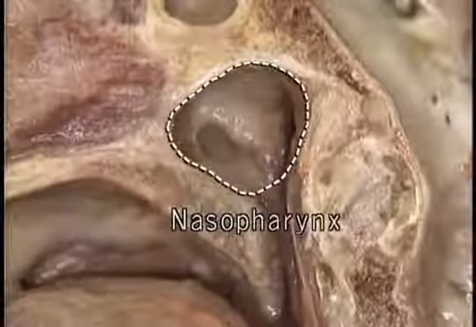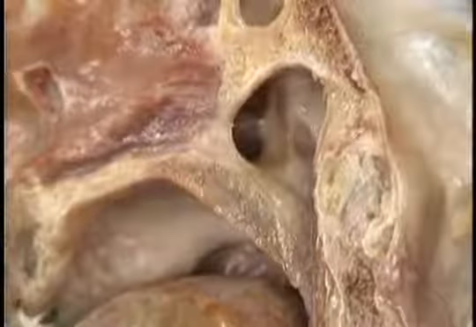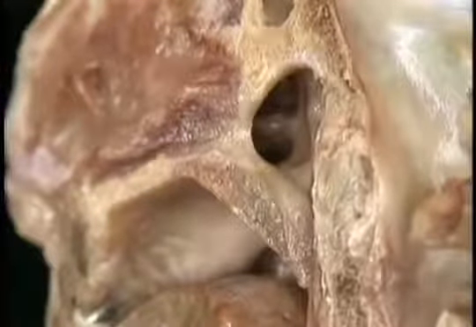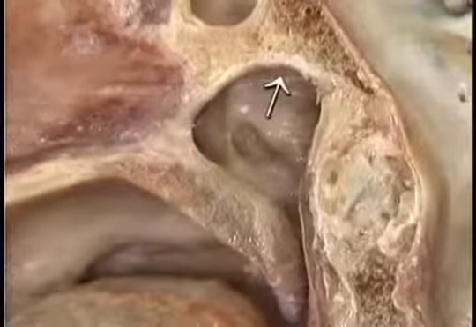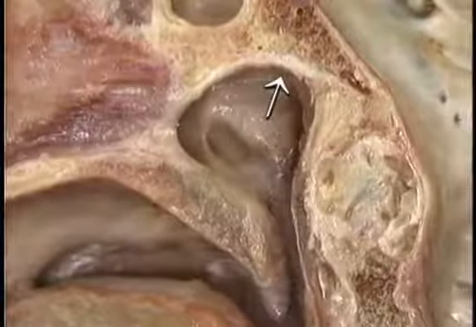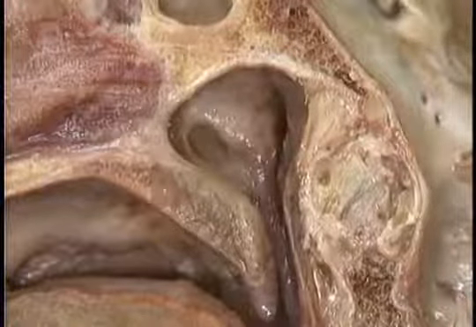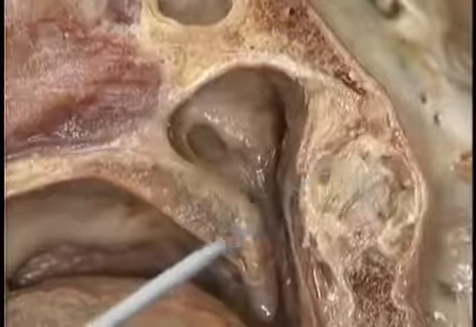Here's the right half of the nasopharynx. The openings from the two nasal cavities into the nasopharynx, here's the right one, are called the choanae, or posterior nares. The roof of the nasopharynx lies underneath the basilar part of the occipital bone. The back of the nasopharynx lies in front of the atlas vertebra. Here's the anterior arch of the atlas.